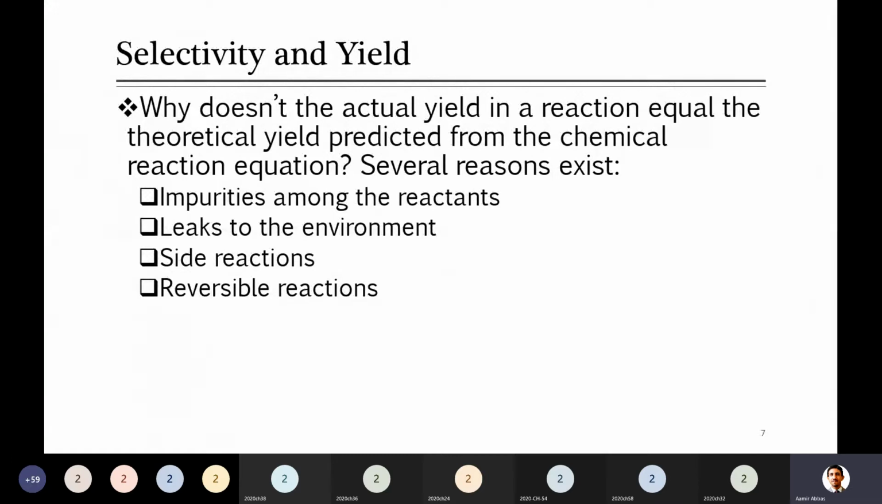We can tell this very quickly because we just discussed that overall yield can go down. For example, it was 1 initially and then we said it goes to 0.8. That's the side reaction reason. What are the other reasons provided here? For example, if you take the reactants and they also contain some impurities, then definitely your actual yield will not be equal to the theoretical yield. What do impurities mean?